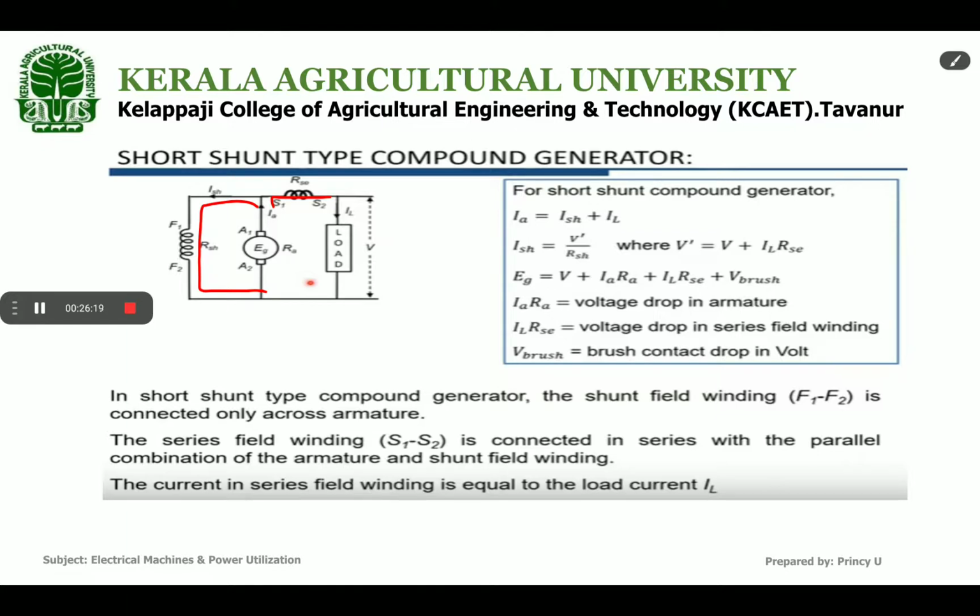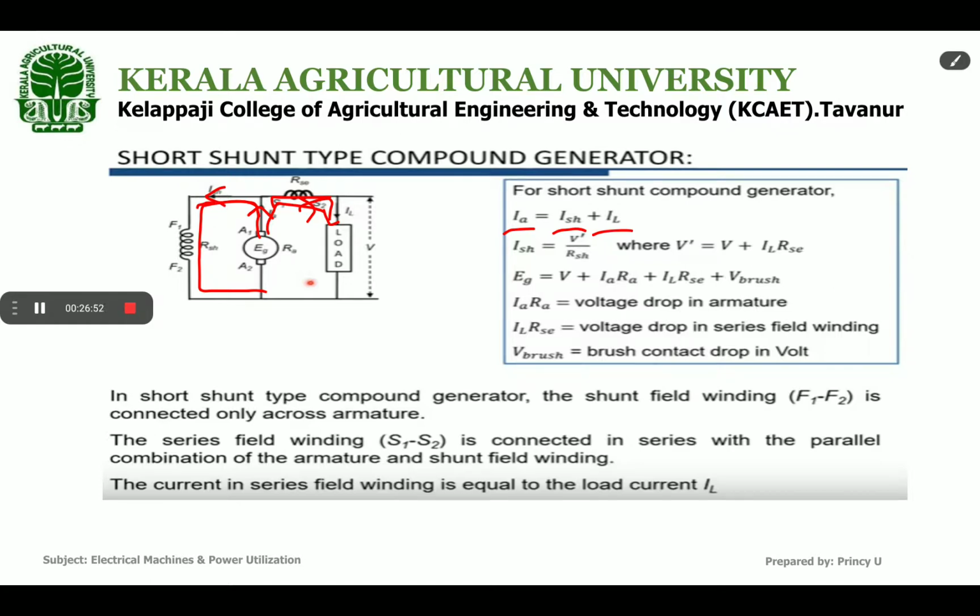Okay, the current in the series field winding is equal to the load current because it is connected in series to the load. So the current in the series field winding is equal to the load current. Here the current produced in the armature winding, one part goes to the shunt field winding, and the rest goes to the series field winding. So we can say IA is equal to ISH plus IL. And what is the shunt field current ISH?